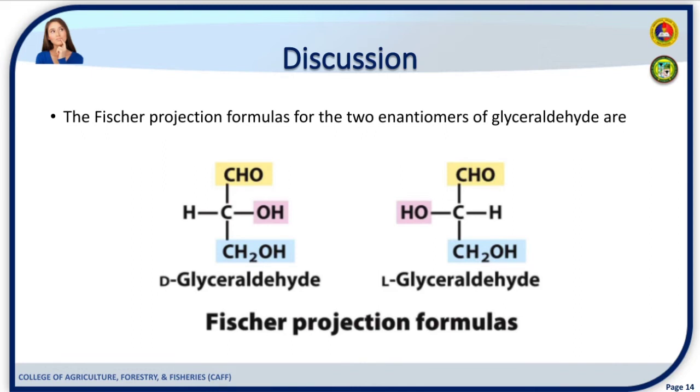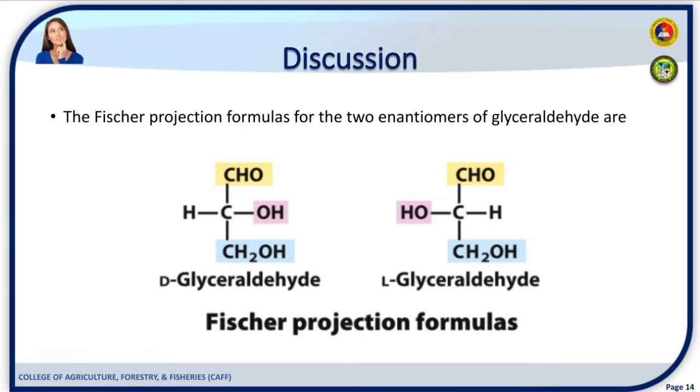Now, where do they differ? Look at the diagram carefully, or look at the structure carefully. They differ in the arrangement or position of the OH and the hydrogen atoms. In the D-glyceraldehyde, you can see that the position of the hydrogen atom is on the left side, while the OH group is on the right side.